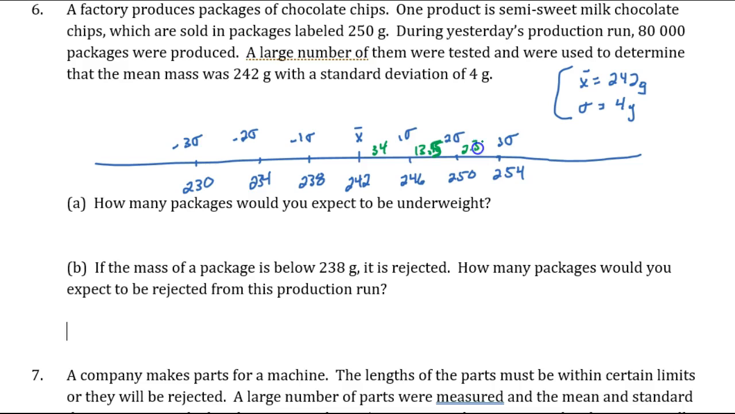13 and a half, 2.35, and 0.5, 34, 13 and a half, 2.35, and 0.5. How many packages do we expect to be underweight?